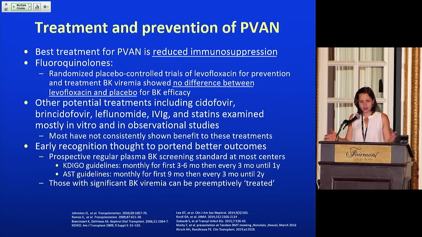So what you need to do to prevent this in your patients is to screen for it. You need to find it and then intervene early. The kidney guidelines and also the American Society of Transplantation recommend screening with BK virus loads. One of them recommends monthly for the first 3 to 6 months, and then every 3 months until 1 year. The American Society of Transplantation is a little more aggressive. It says monthly for the first 9 months and then every 3 months for the first 2 years. And those with viremia can be treated, meaning you can reduce their immunosuppression.